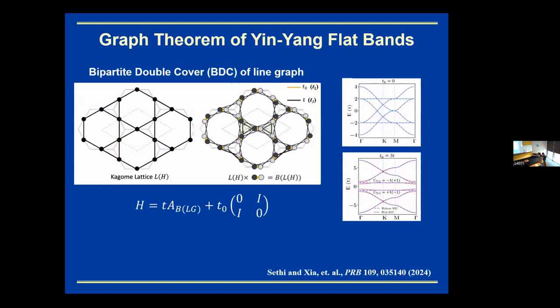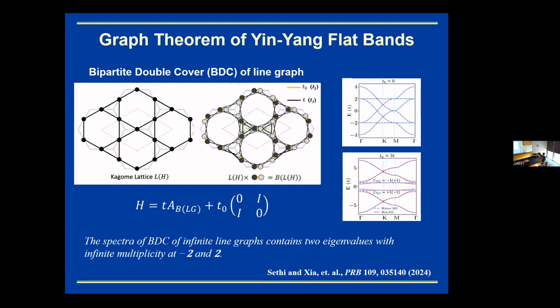As I mentioned, initially we only figured out this yin-yang flat band by intuition. Until early this year, we published a paper in which we also worked out a graph theorem for the existence of yin-yang flat bands. Basically, in graph theory there's a construction called a bipartite double cover. You split a graph like this Kagome lattice, each black dot, into 2, and then you only allow inter-sublattice hopping, as I showed you before. So this theorem says the BDC, the bipartite double cover of a line graph, will always contain 2 flat bands at -2 and 2 energy.